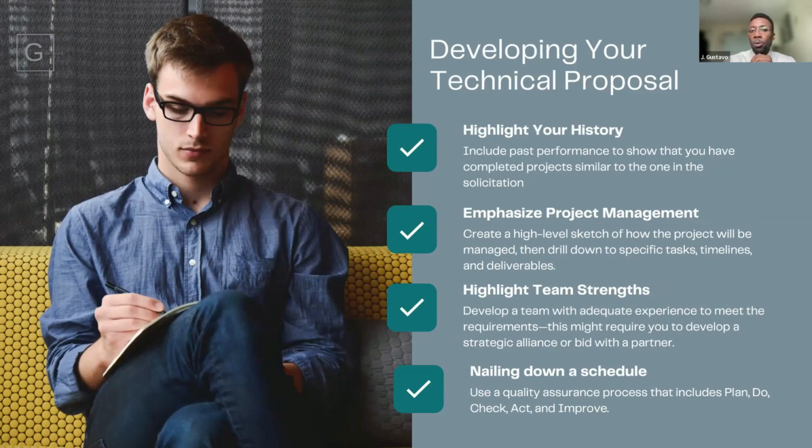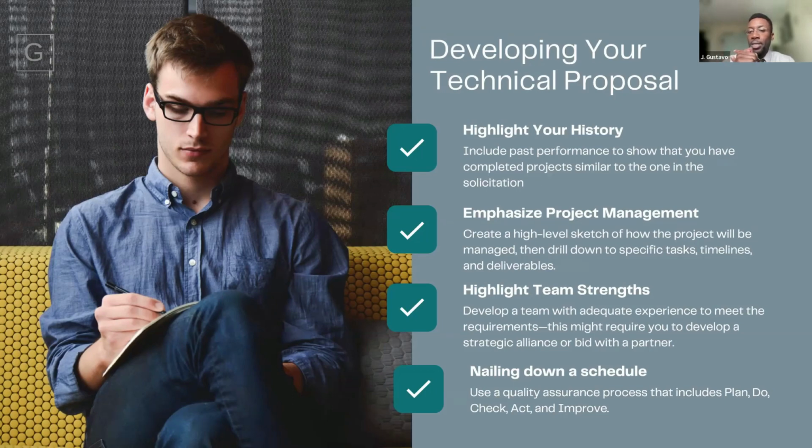So even with the technical proposal, if you're able to put together a draft summary, you can reach out to TA organizations, SBS being a case example, and say, hey, you know what? I have a draft summary of what my technical proposal looks like. Can you help me get it to a certain standard, to something that the government would actually consider, because it is professionally written and you've hit all of the marks that you need to? You want to highlight the team's strengths, by which you will be developing a team that has the experience to meet the requirements. This might require you to develop a strategic alliance or work with a bid partner.